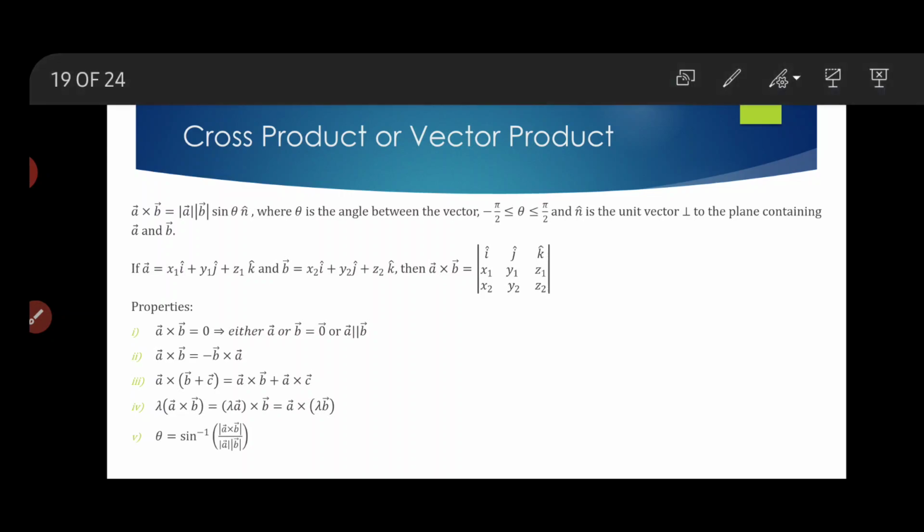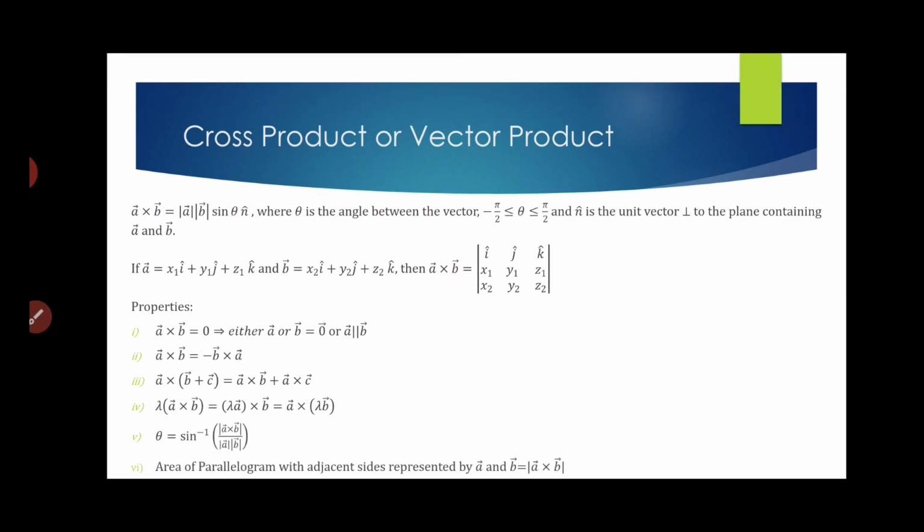Then number 6, area of parallelogram with adjacent sides A and B. So the modulus of A cross B gives me the area of the parallelogram represented by the adjacent sides A and B. Fine. So these are the properties. And also, if you want the area of a triangle, half the area of the parallelogram, so half of modulus of A cross B gives me the area of the triangle represented by the adjacent sides A and B.